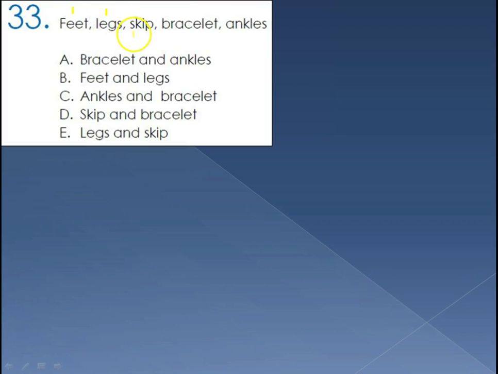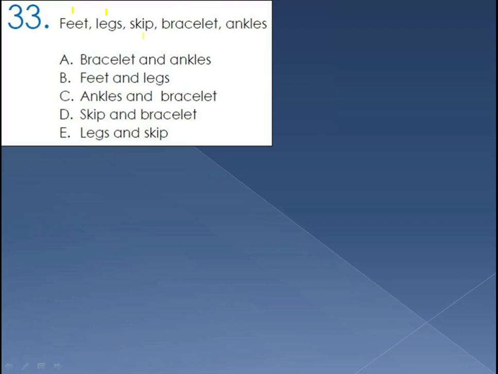Okay, skip is kind of nothing to do with the previous two things. I know you skip kind of with your legs, you could say that. Bracelet. Okay, bracelet, you could put a bracelet on your legs, your feet, and ankles. You could put a bracelet on your ankles. All that stuff. Okay, so you could kind of see how they're all linked together.